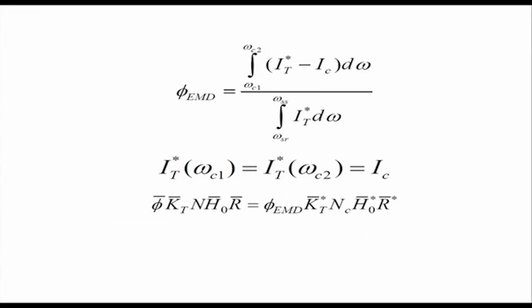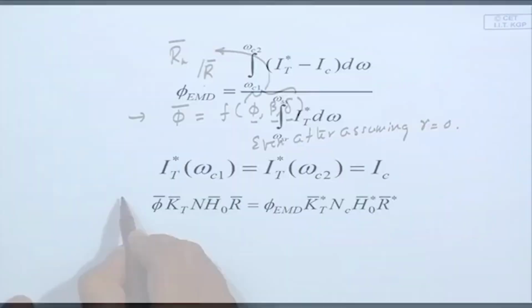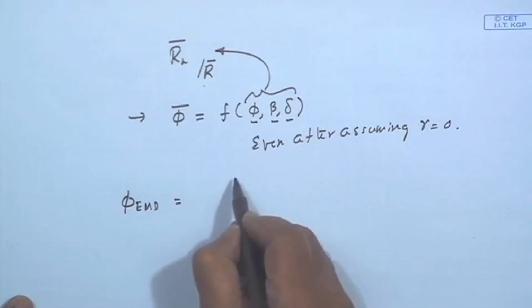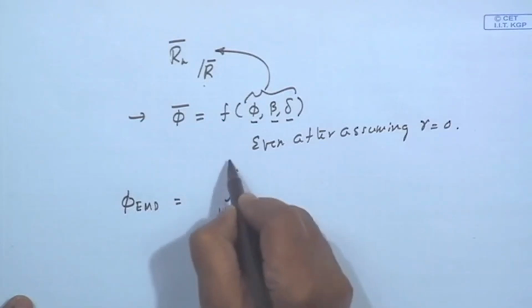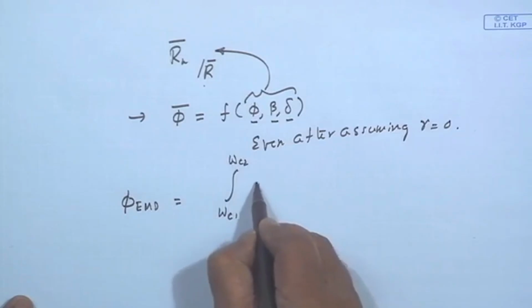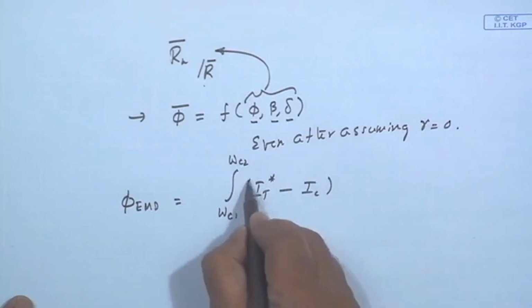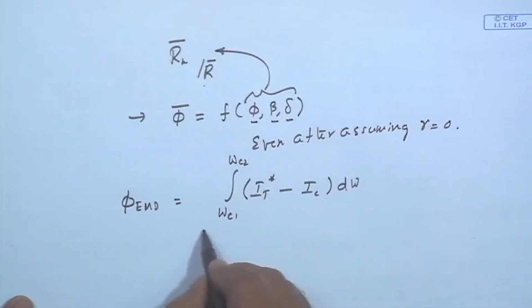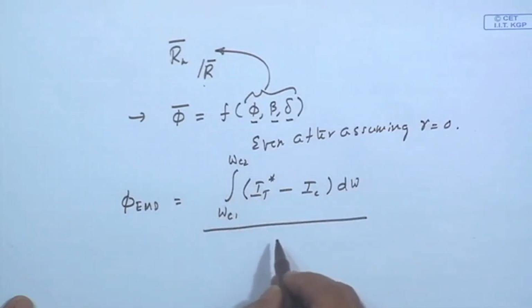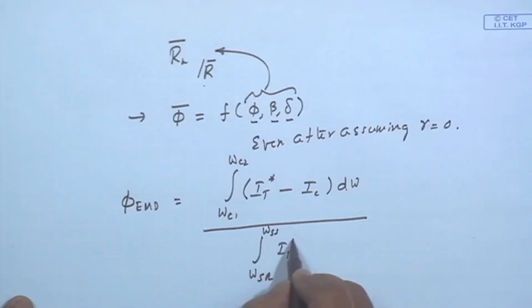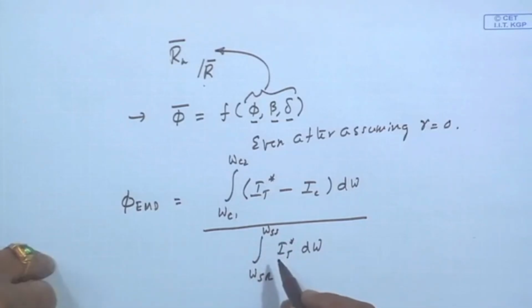So, later on a little more general approach has been followed, and an equivalent mean day utilizability has been defined as omega C1 to omega C2, and IT star, the distribution of the solar radiation of the equivalent mean day, minus IC integrated between two limits omega C1 and omega C2, upon the omega SR to omega SS IT star d omega. As a matter of fact, it could be minus omega S to plus omega S also.